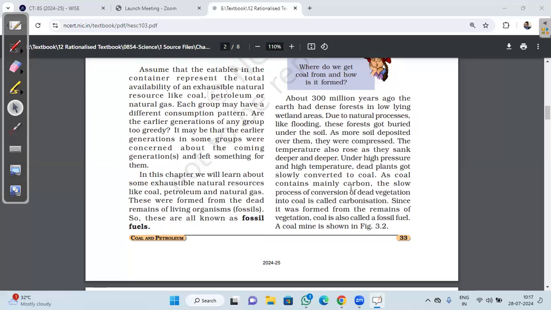Okay. How much time did it take approximately to form coal? 300 million years. So much time. 300 million years.